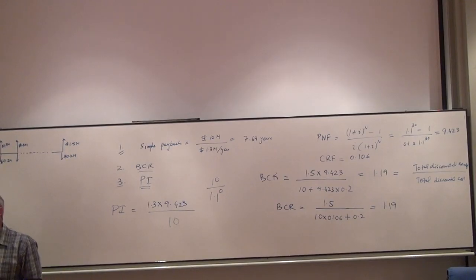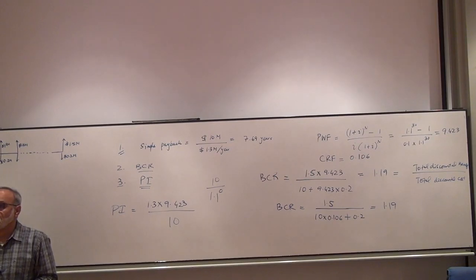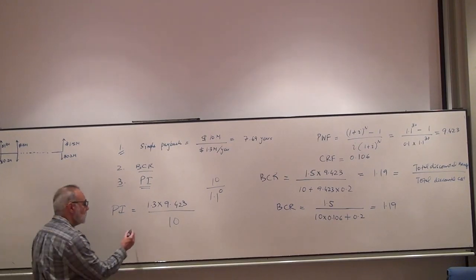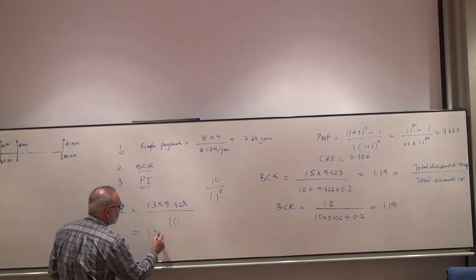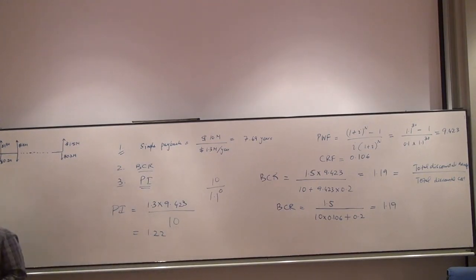A slight variation in the formula. What is this? How much? I think 1.2 something. 1.22. Thank you very much.